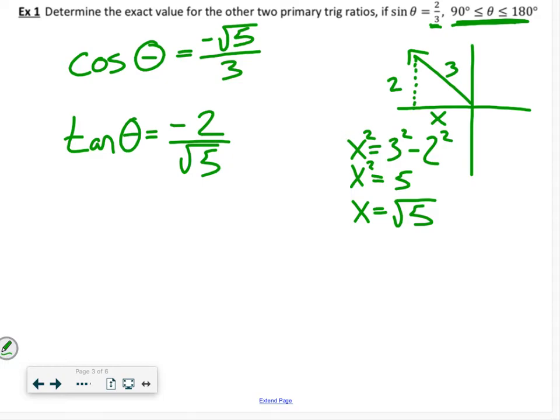Now a lot of people like to rationalize the denominator, or get rid of the radical in the denominator. I don't really care right now if you do or not. You'd multiply both the top and the bottom of this fraction by root 5. So we would get negative 2 root 5 over 5. I don't care which one you have. It doesn't really matter too much to me. So there are my exact values. No decimals, exact values. I found my root 5, I plugged it in, found my exact values.